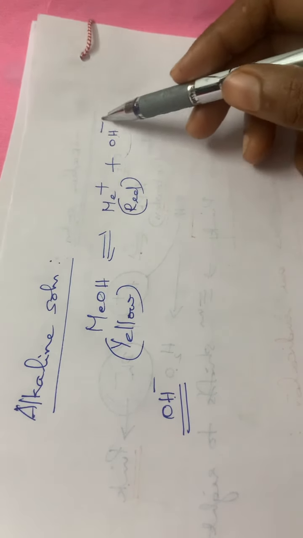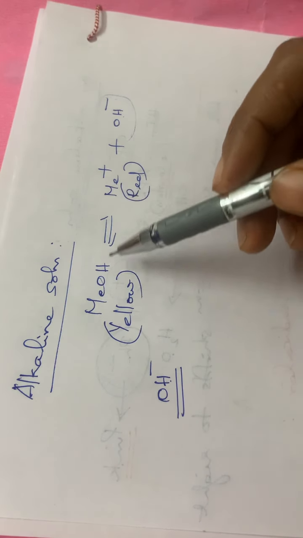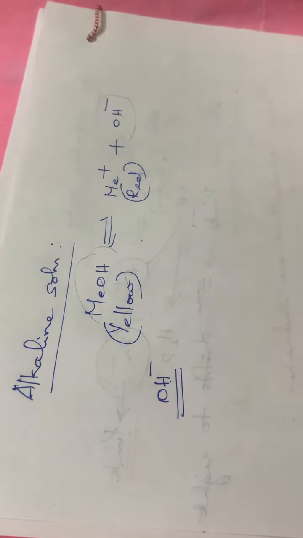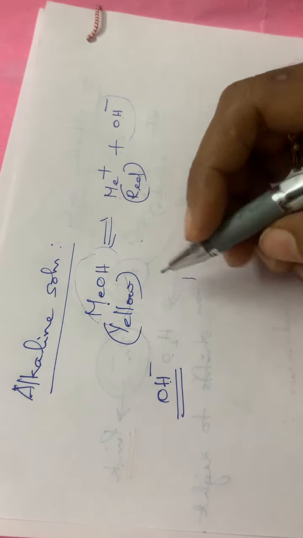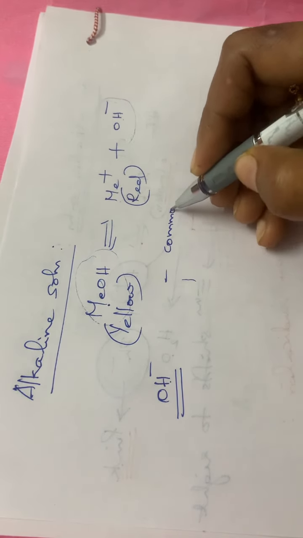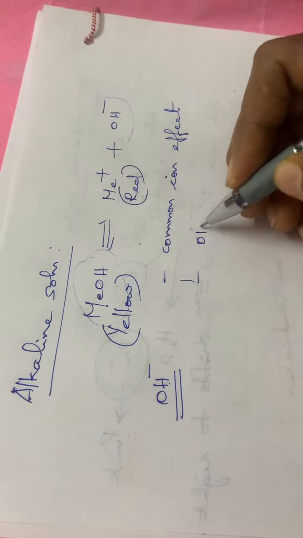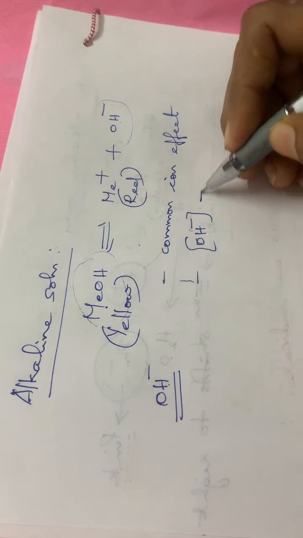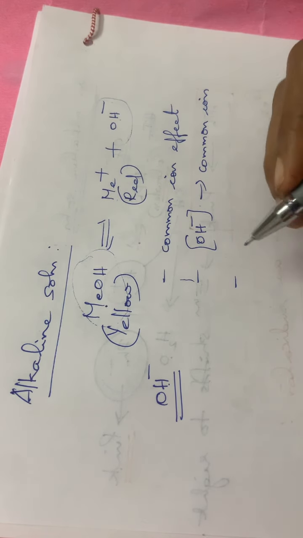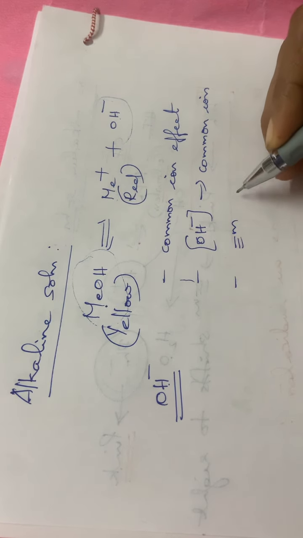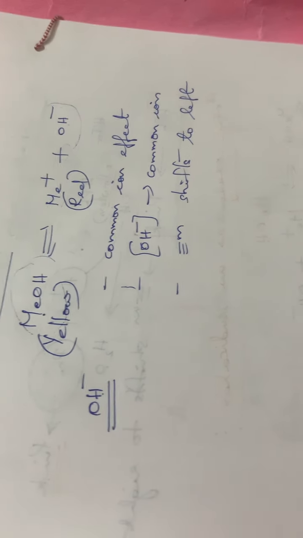So the suppression of the dissociation of this weak electrolyte takes place. The weak electrolyte here is methyl orange. So the suppression of the dissociation of this MeOH takes place. That means the equilibrium will be shifting towards the left. Okay, so here the common ion effect is operating. Which is the common ion present? OH minus is the common ion present here. So the suppression of the dissociation of MeOH occurs, or the equilibrium will be shifting towards the left.